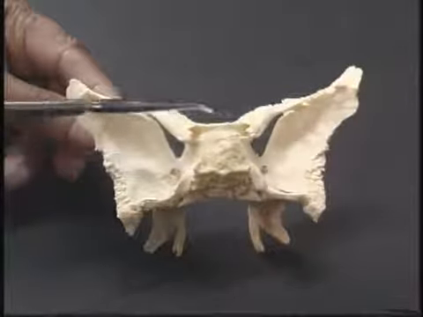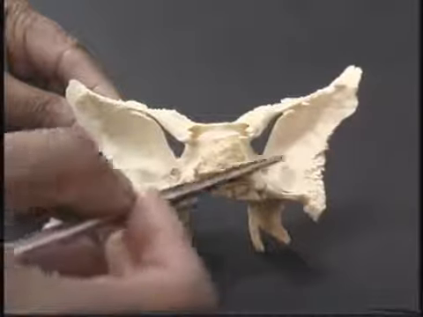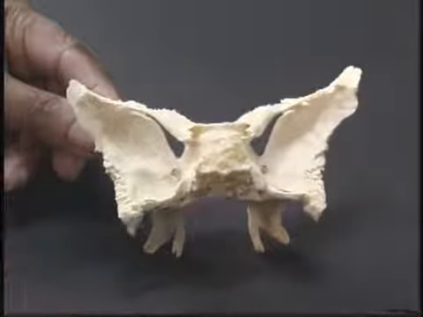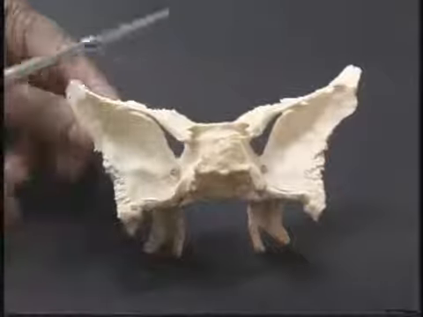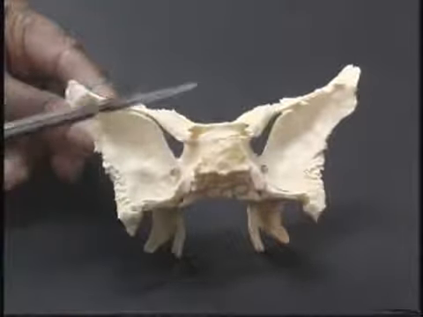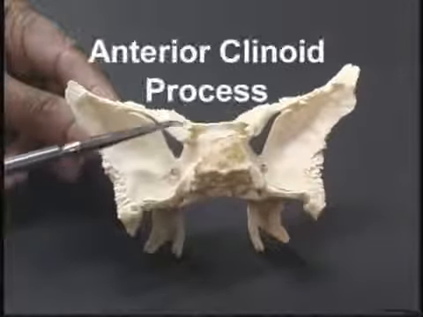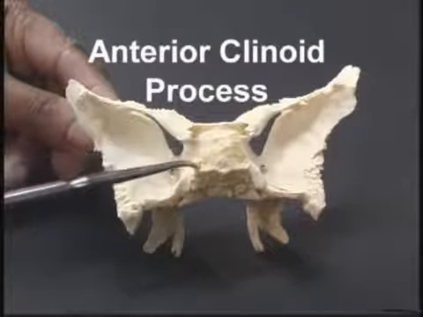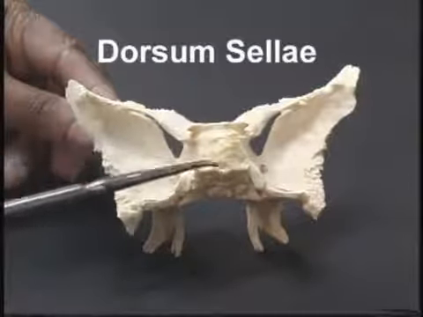This is the body of the sphenoid. On each side, these big wings are known as greater wings. You can see the whole bone looks like a butterfly with two wings on each side and the body in the middle. These two projections are known as anterior clinoid processes. This area here is known as dorsum sellae, like a Turkish saddle.